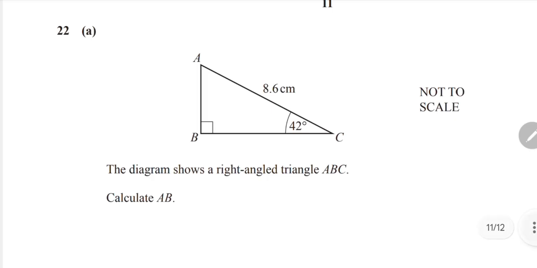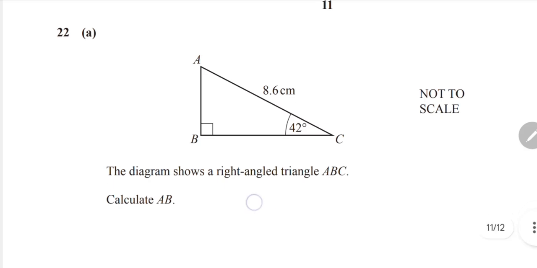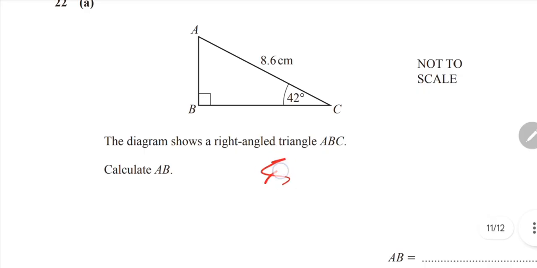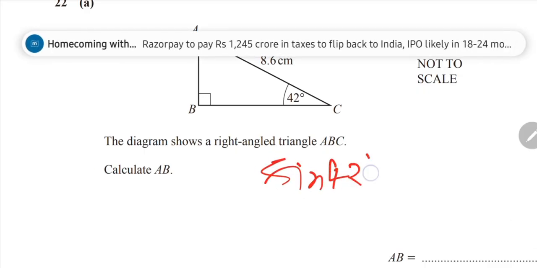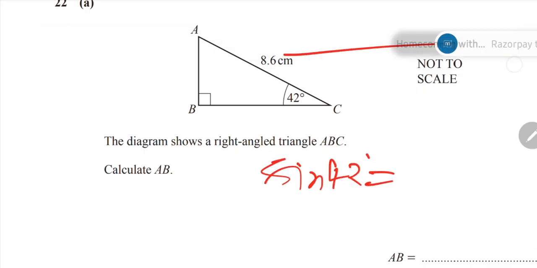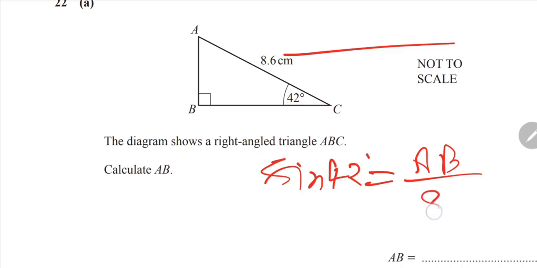The diagram shows a right angle triangle. Calculate the value of AB. Actually, we have to use the calculator for this question. I'm giving you hints, use the same hints. Sine 42 degrees equals perpendicular AB upon hypotenuse, which is AC, 8.6. Put the value and solve it. Okay.